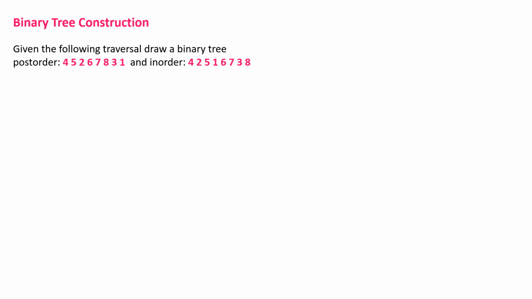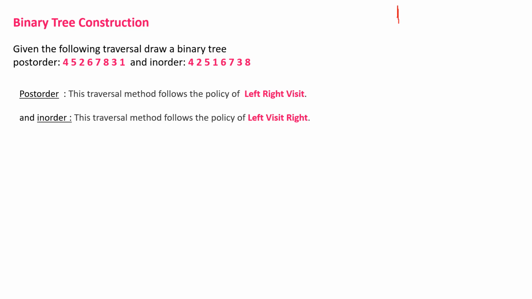This video is about how to construct the binary tree if post order and in order traversal of a binary tree is given. We know that all traversal methods traverse the tree from top to down, and while moving from top to down we always follow a left to right fashion. And we also know that post order traversal method follows the policy of left right visit.